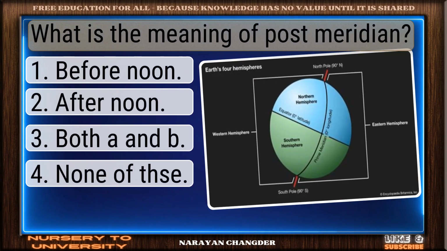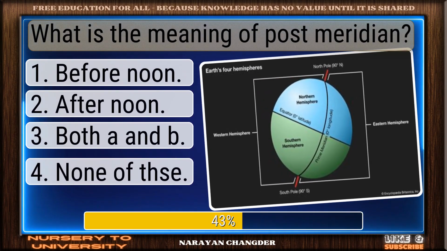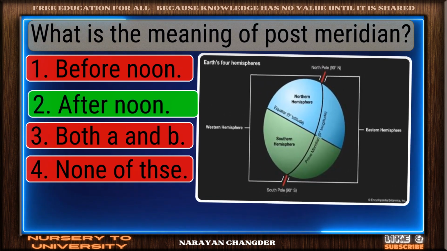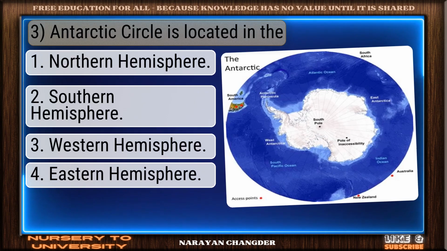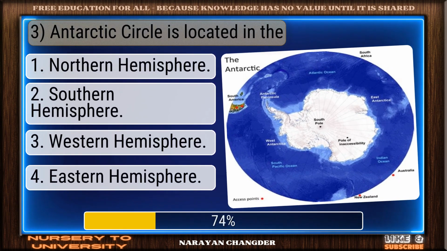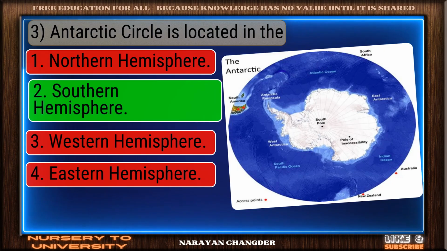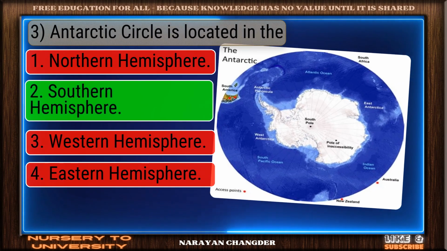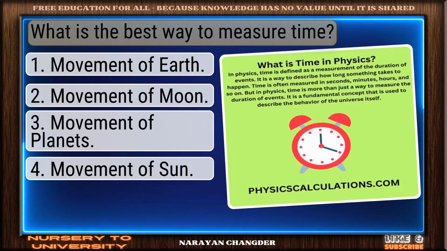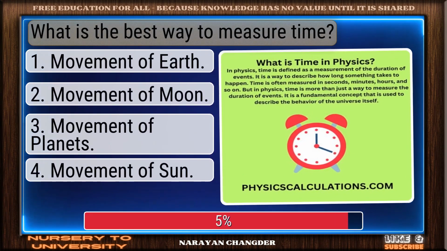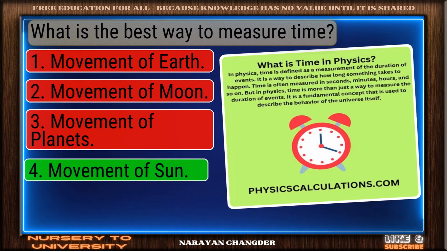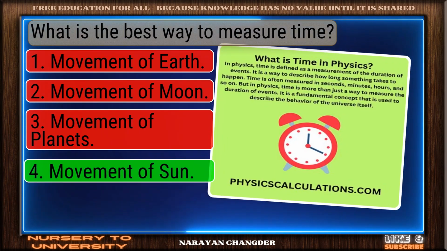What is the meaning of post-meridian? Correct. Afternoon is the right answer. Antarctic Circle is located in the... Excellent choice. Southern Hemisphere is the right answer. What is the best way to measure time? Well done. Movement of sun is the right choice.